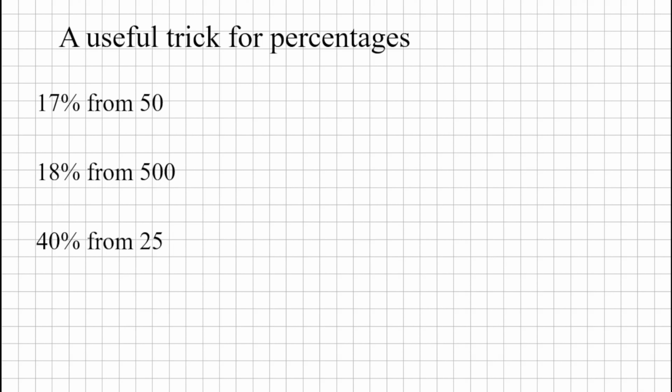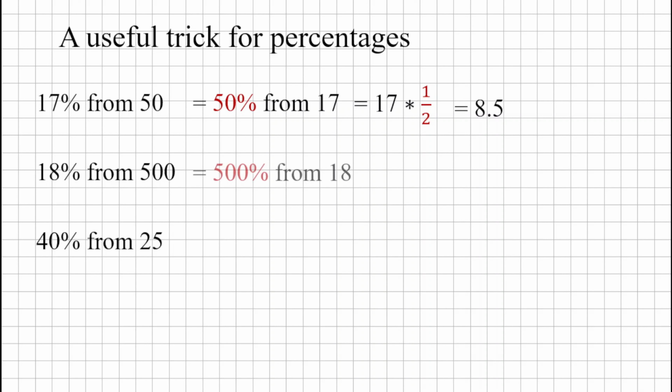The trick is to swap the percentage from the first number to the second one. Mathematically, the result remains the same. For example, 17% of 50 is the same as 50% of 17, which means 17 divided by 2 equals 8.5. 18% of 500 is the same as 500% of 18, which equals 5 times 18 equals 90. 40% of 25 is the same as 25% of 40, which means 40 divided by 4 equals 10.